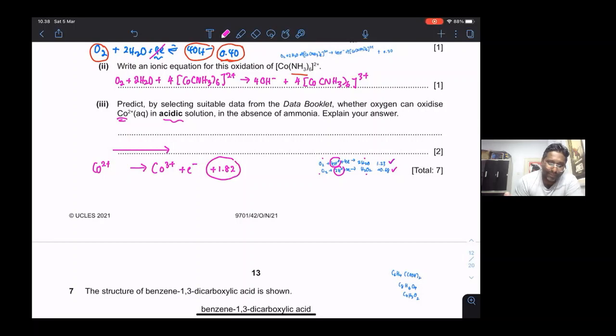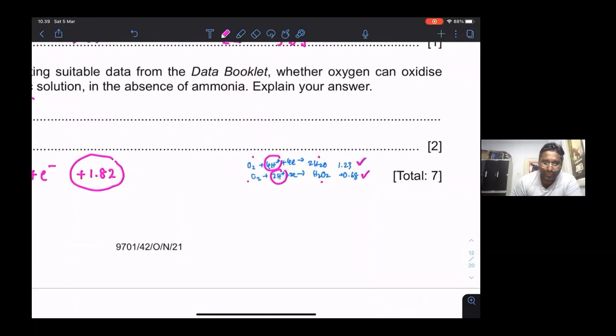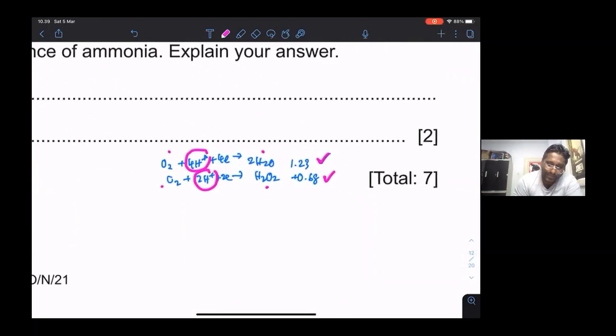So whatever equation you have must be less than 1.82. If it is more than 1.82, the arrow will not go to the right, it will go to the left. We don't want that. So it must be less than 1.82. You need to look over here. This is less than 1.82, and this is also less than 1.82.